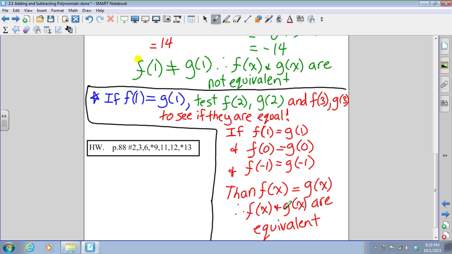Okay? So here is today's homework. It is page 88, numbers 2, 3, 6, 9, 11, 12, and 13. And again, some of those are challenge questions. Good luck with that. If we need to, we could do number 13 in class, because that is a tricky one. So just remind me, ladies and gentlemen, how to do number 13, or check my notebook. I've got the answers there for you. Okay? Have a great day.